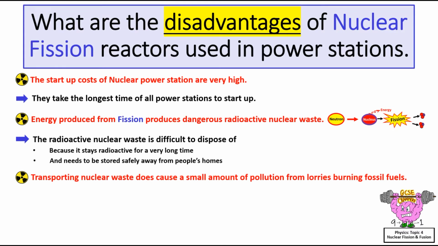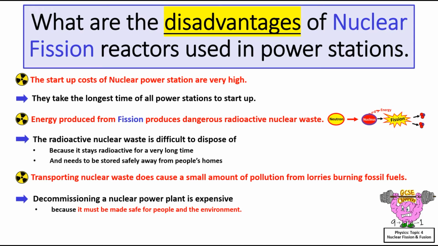Transporting nuclear waste does cause a small amount of pollution from lorries burning fossil fuels. Decommissioning a nuclear power plant is expensive because it must be made safe for people and the environment. Equipment failure in the power station could lead to a major disaster, for example the Chernobyl disaster in 1986 or the Fukushima disaster in 2011.